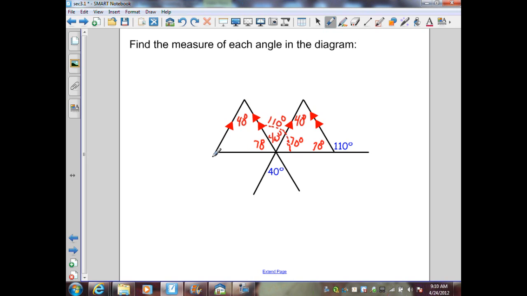I know that I have a set of parallel lines and a transversal. When two parallel lines are cut by a transversal, then corresponding angles are congruent. Since this is 70 degrees, this is 70 degrees.